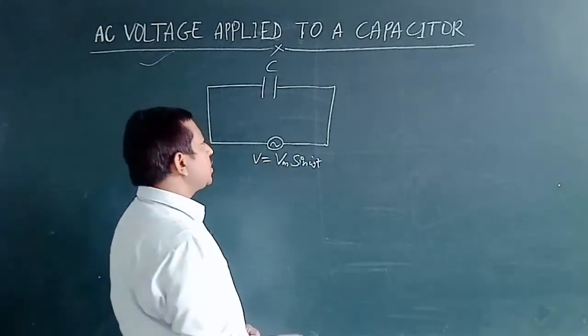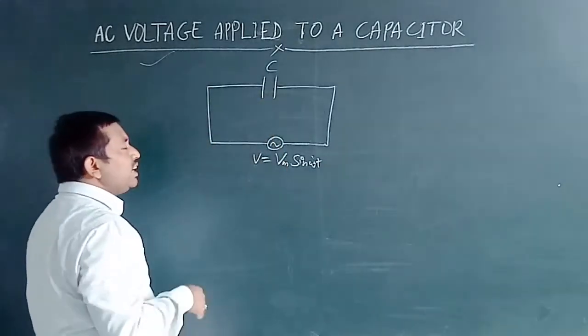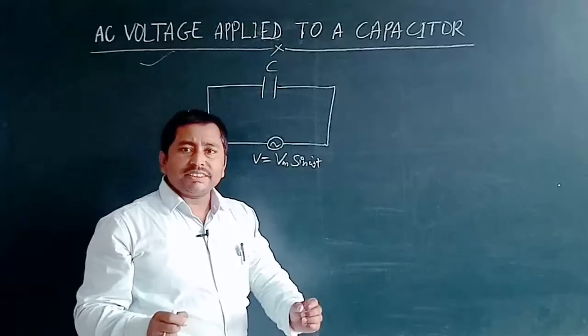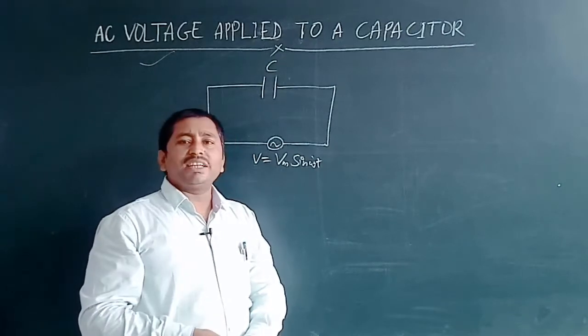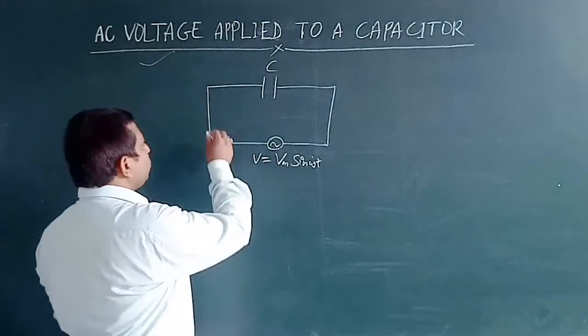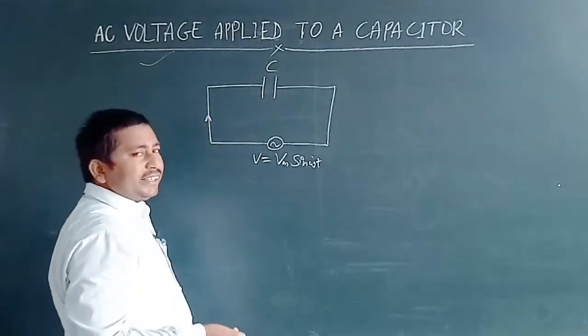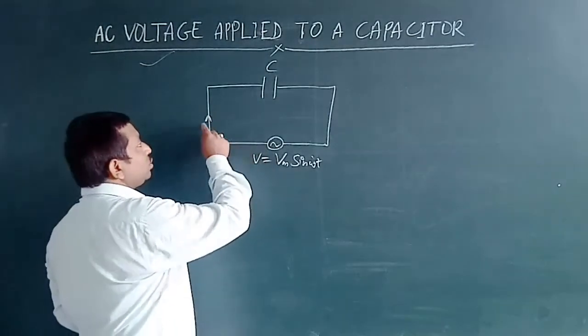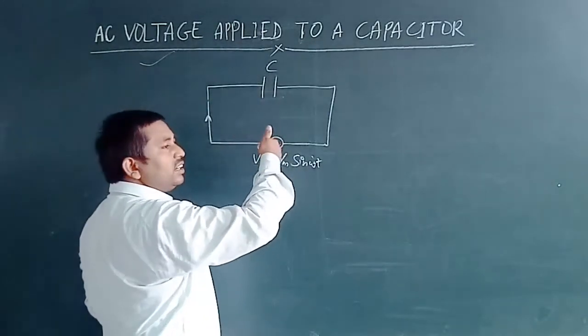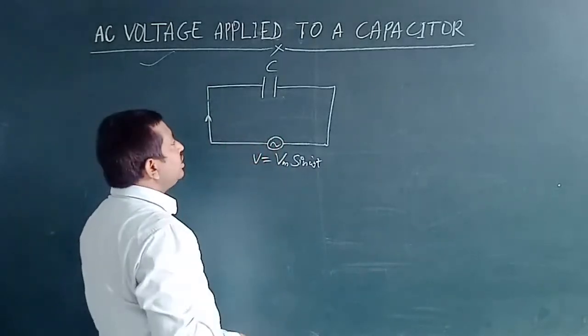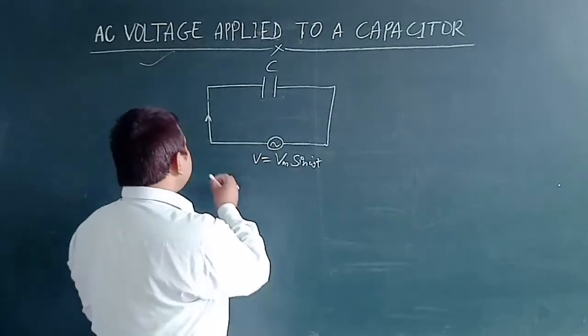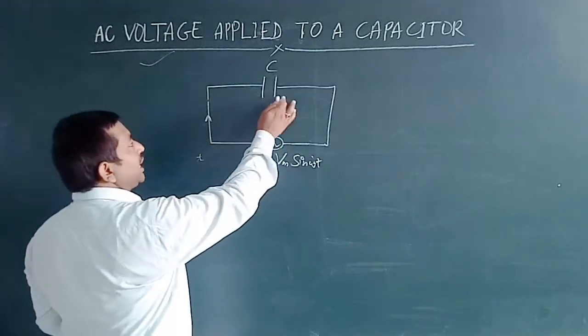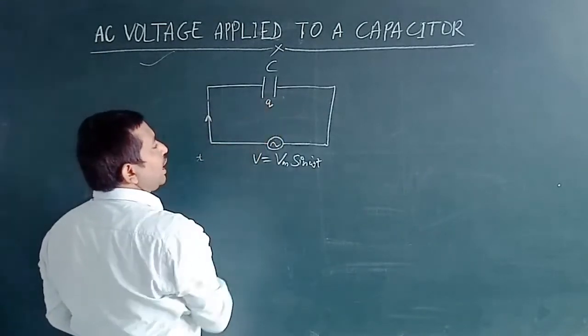So if such a type of potential source is applied to a capacitor, then after connecting this, we can assume that there is a particular value of current flowing through the capacitor, and when there is a current flowing through the capacitor, then the capacitor starts charging, and suppose that after time t the charge stored across the capacitor becomes q coulomb.